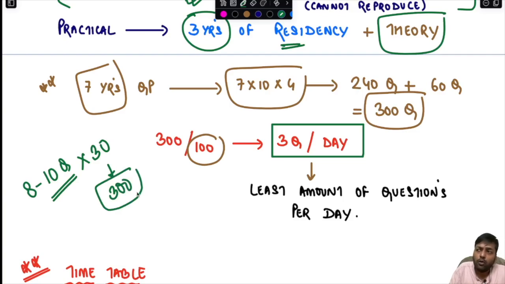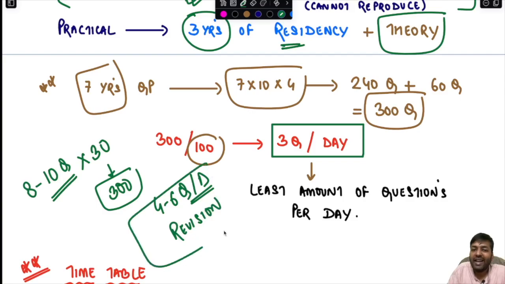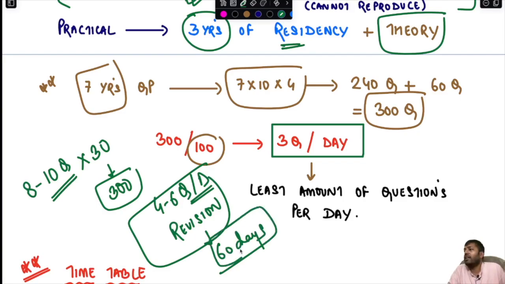Now suppose you don't do 8 to 10 questions, even if you are doing 4 to 6 questions per day, and the remaining time you are giving for revision, okay, then the entire syllabus will be completed in 60 days. The reading will be done in 60 days with revision, I am telling you. And the last 30 days you can keep completely for your exam.